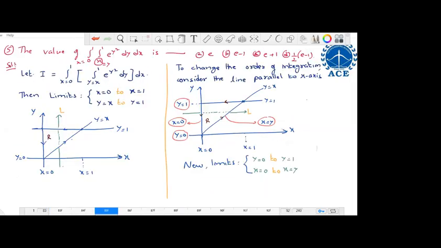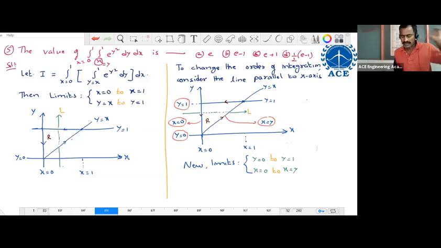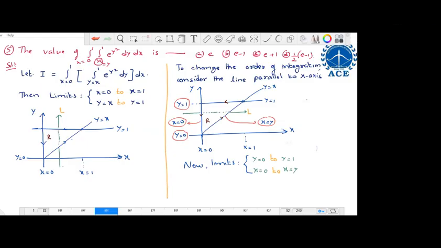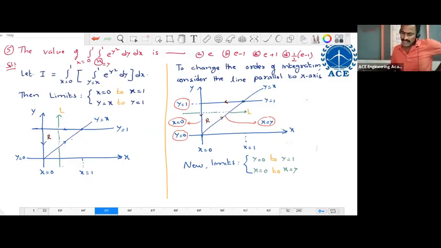Sir, here you took x is equals to 0 to x is equals to y. Why didn't you take x is equals to y to x is equals to 1? You are asking about the second diagram. Yeah, new limits. Here I have drawn the line parallel to x-axis. When I draw the line parallel to x-axis, the line enters the region through the curve x equal to 0. Through this curve. The equation of this curve is x equal to 0.